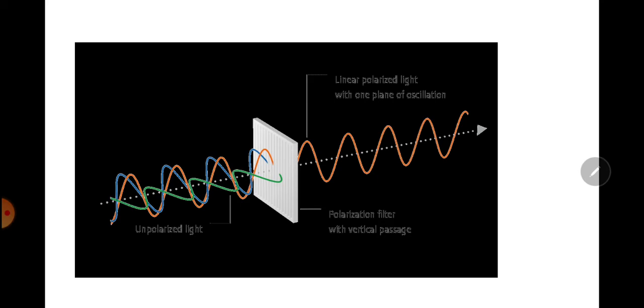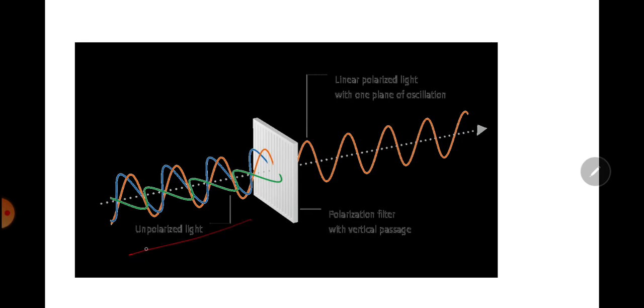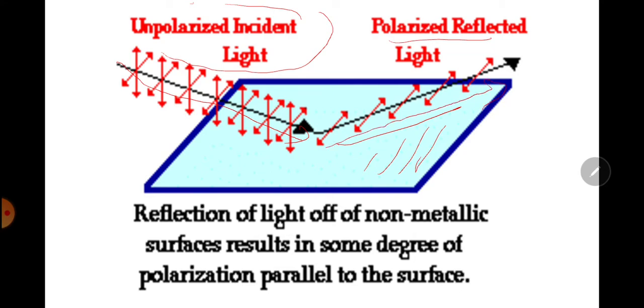Now you can see all types of vibration, only one type of vibration. Here this is an unpolarized incident light ray, so its vibration is confined parallel to this surface. So this is polarization by reflection. When this light ray is reflected from a surface, and after reflection its vibration is confined to one particular plane, it is called polarization by reflection.